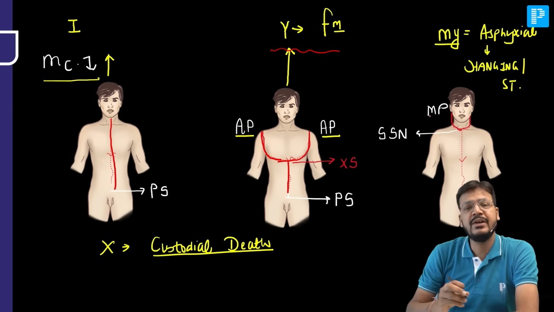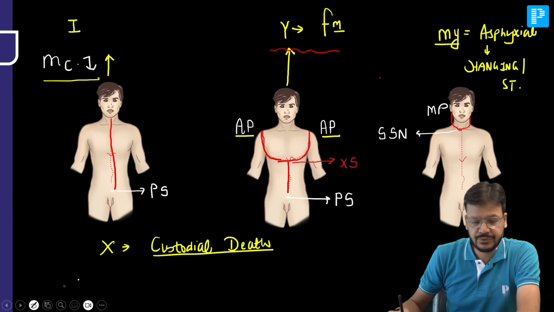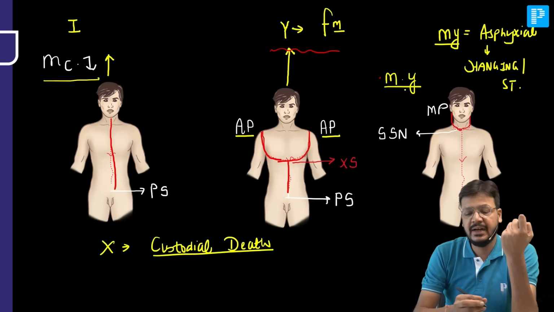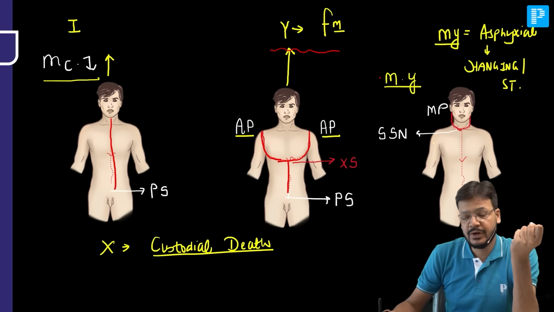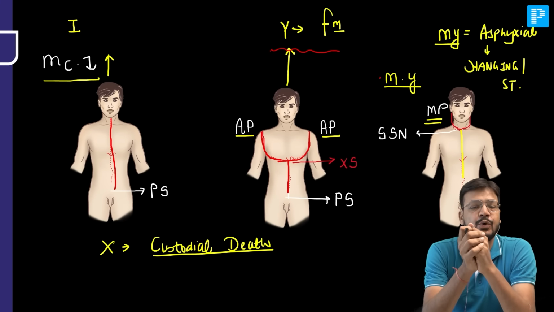Now, sir, modified Y shape. So this is the modified Y shape. The third incision is the modified Y shape. My dear friend, modified Y shape, M for modified, M for start from mastoid process, then suprasternal notch, then it's a straight line.